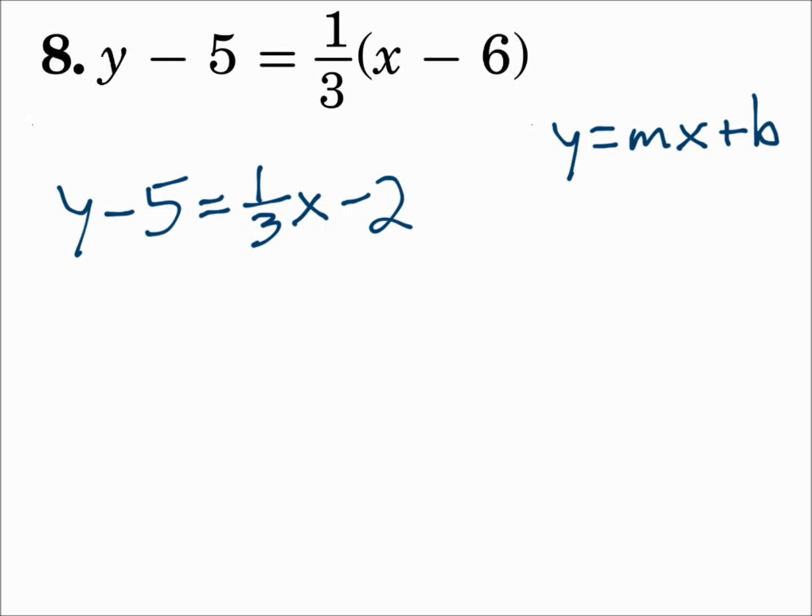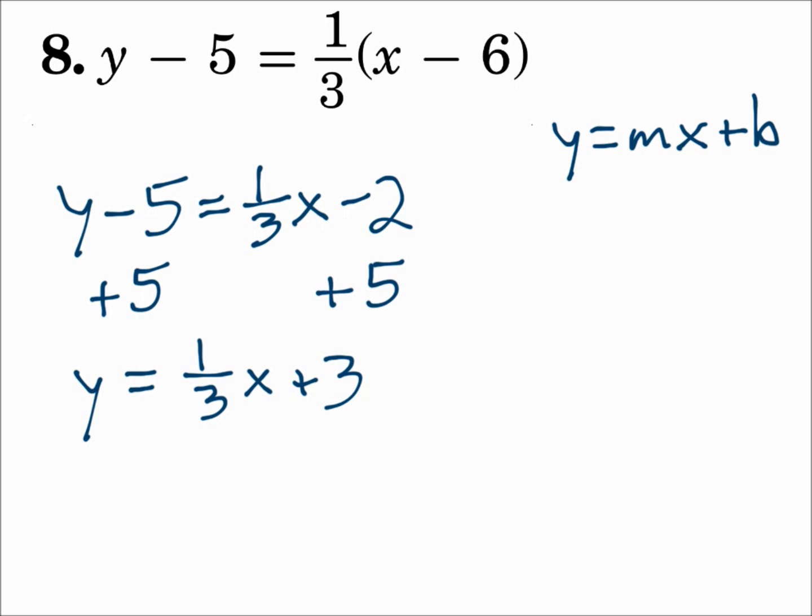Solving for y. Now just add 5 to both sides. It's being subtracted on the left. Add it to both sides to move it. The 5's cancel on the left. The 5 combines with the 2. -2 plus 5 is 3. And now we have slope-intercept form. Y equals 1/3 x plus 3. This slope is 1/3 and the y-intercept is 3.